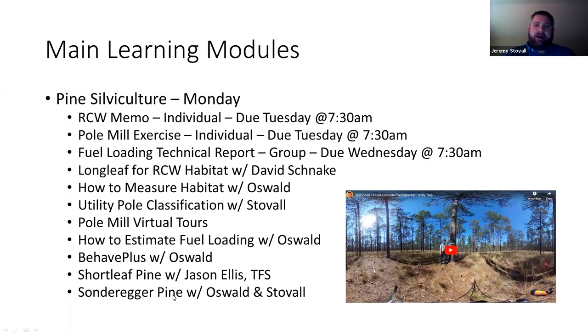But basically, they had a pine they thought was a new named hybrid, and they figured out a technique where they could measure different things on the trees and figure out the hybrid that they thought was new was probably just a Sonderegger. So kind of a neat little exercise where you can really see how they were able to do that.